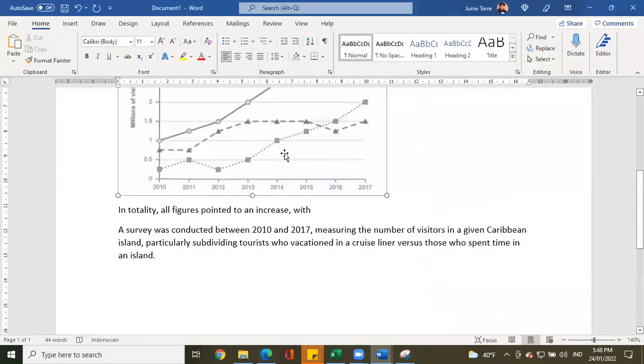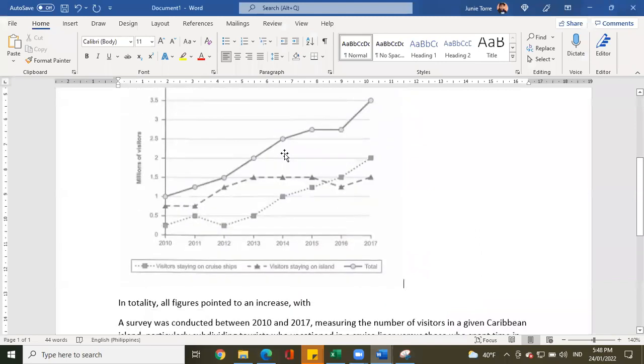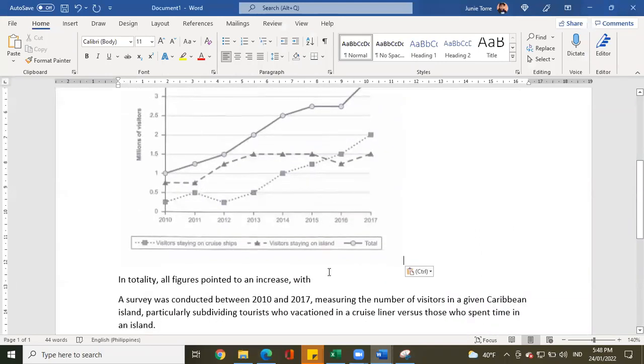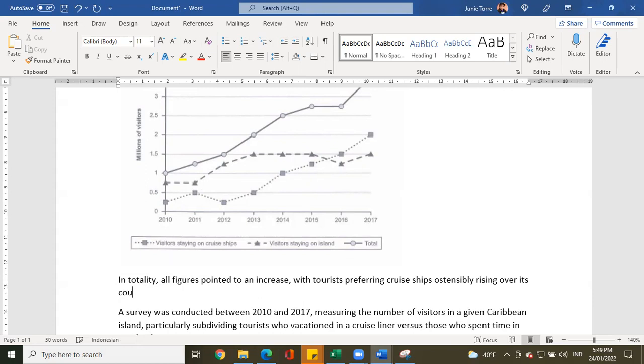Let's delete that. Let's replace it with that. All figures pointed to an increase with tourists preferring cruise ships, ostensibly. Counterparts, particularly towards the tail end of the survey.